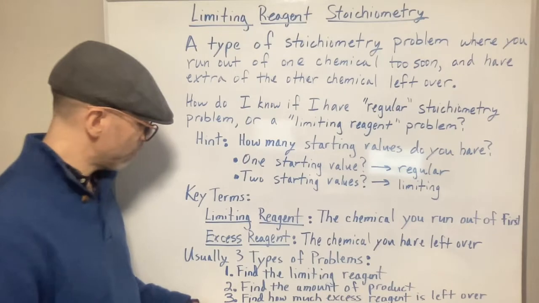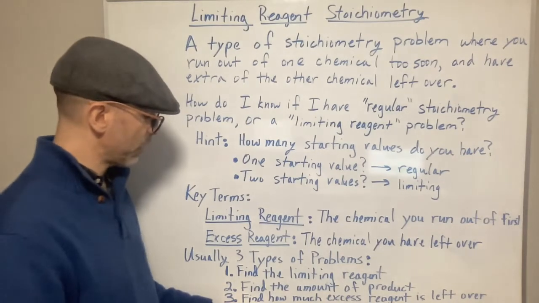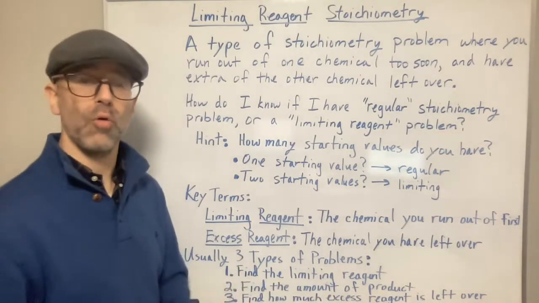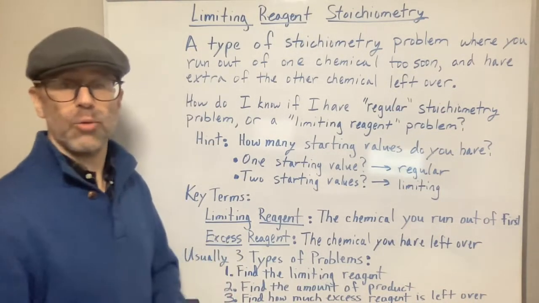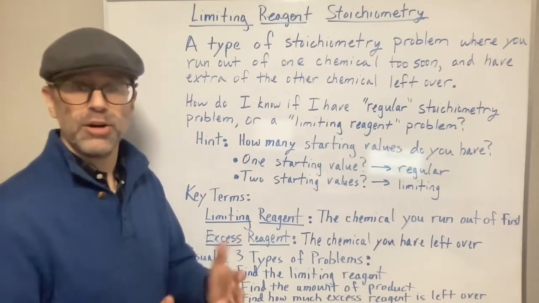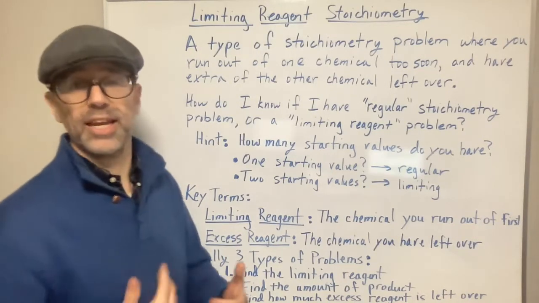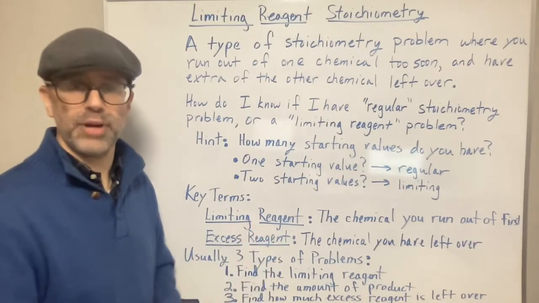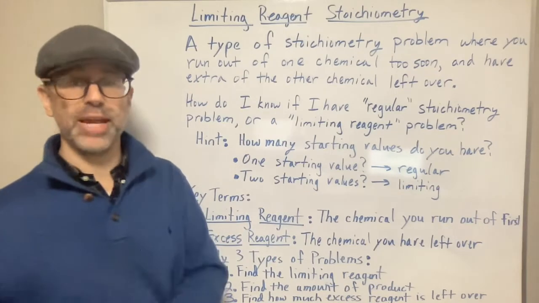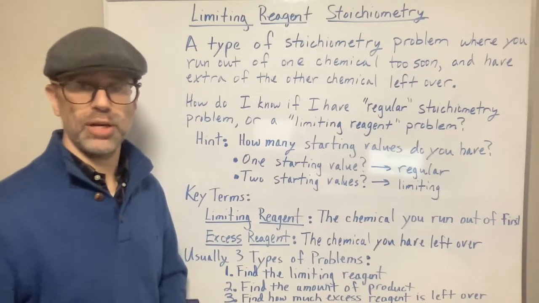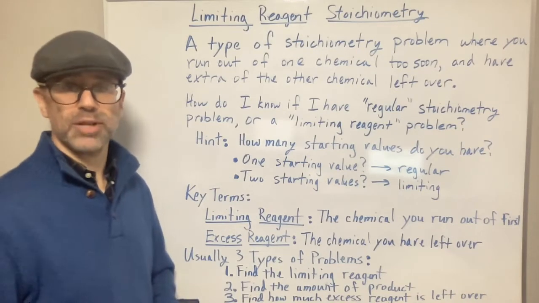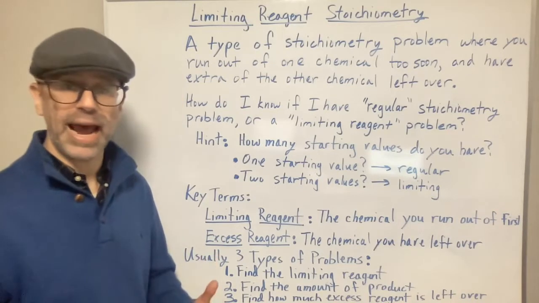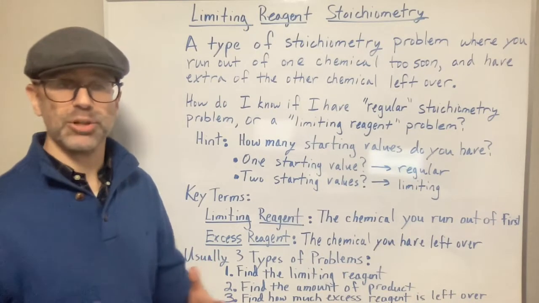And then third, the final category is basically where they ask you to find how much excess reagent is left over. So you figure out what the limiting reagent is, you figure out how much product is formed, and then you can also be asked to find how much excess reagent is left over after the reaction is over. So those are the three main types of questions that you could be asked in a limiting reagent stoichiometry problem.